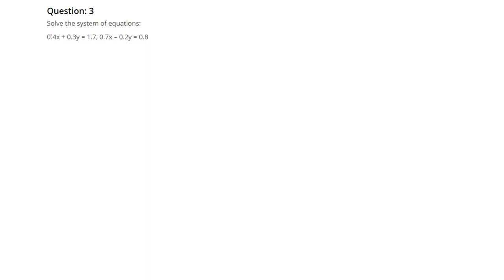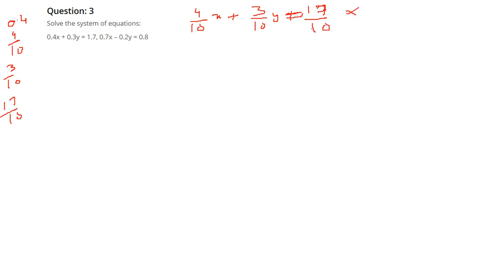So this 0.4 is nothing but, what is 0.4? It is 4 by 10. What is 0.3? It is 3 by 10. What is 1.7? It is 17 by 10. So let us write it like this: 4 by 10 x plus 3 by 10 y is equal to 17 by 10. Now multiply the whole equation, left hand side and right hand side, by 10. What do we get? 10 gets cancelled, so 4x plus 3y equal to 17. So this is the equation which we wanted, and this is of the form which we know.